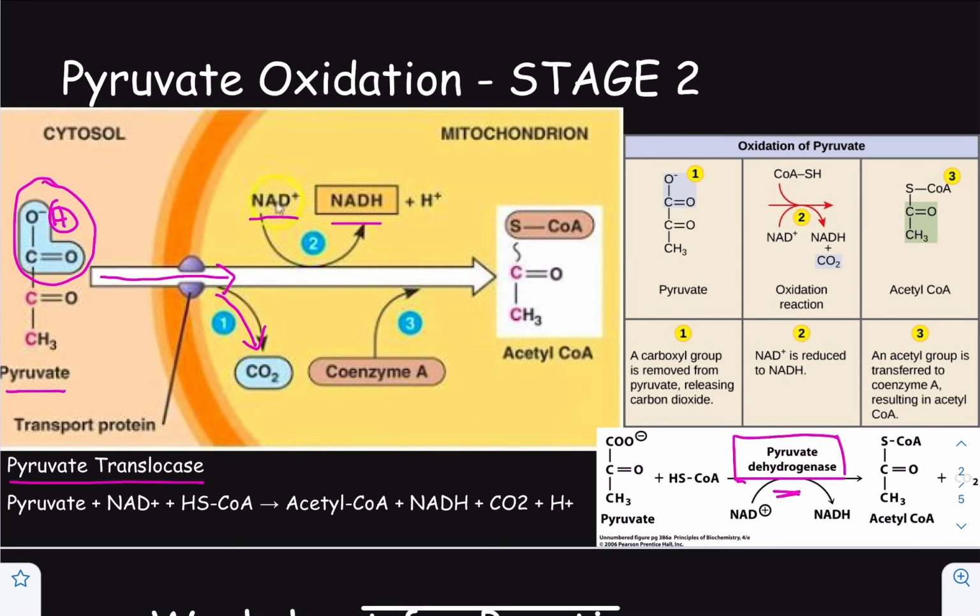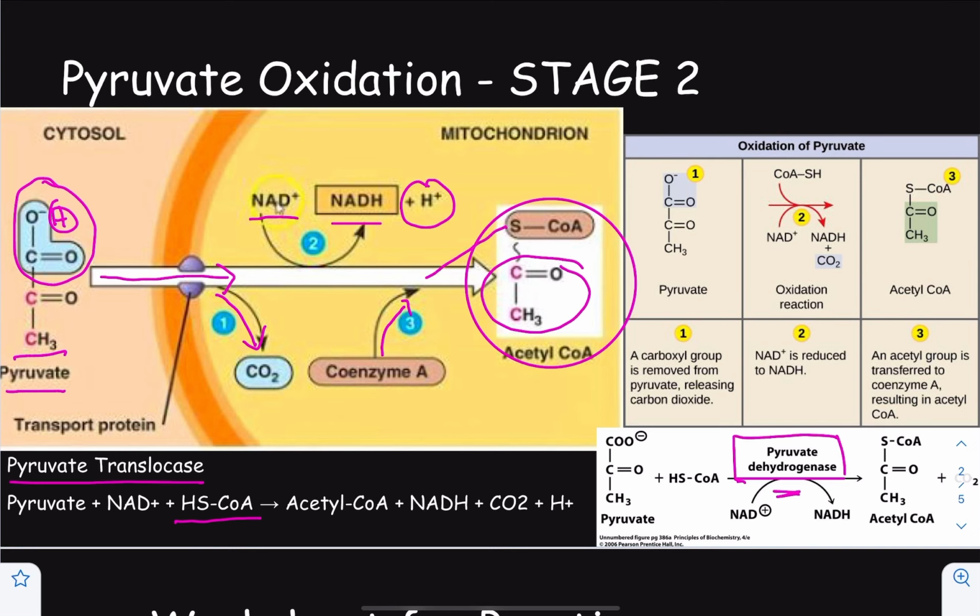Next is coenzyme A. It loses the hydrogen, and the remainder of it binds to the 2-carbon intermediate from pyruvate. And the resulting molecule is acetyl-CoA. So coenzyme A, after it lost its hydrogen, bound to the remainder 2-carbon molecule from pyruvate, resulting in acetyl-CoA.